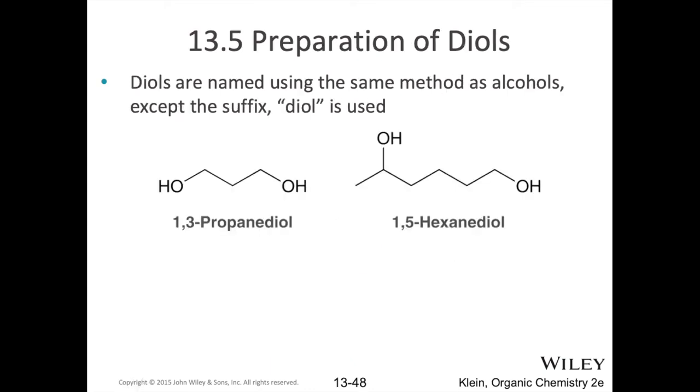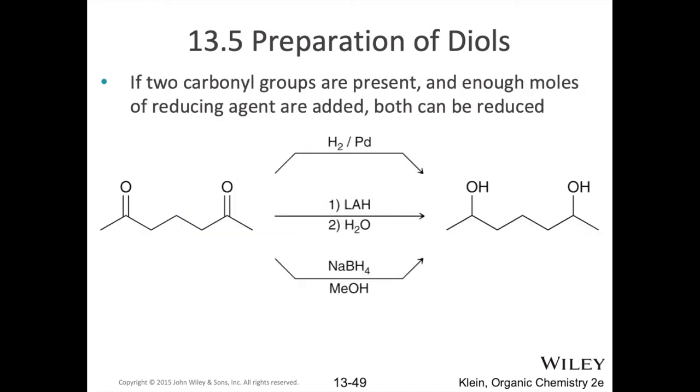Okay. So when you have more than one alcohol, you can add a prefix to tell you how many alcohol groups there are. So if you have 2 alcohol groups, you have a diol. I think we've seen some examples already about that in terms of naming them. Let's look at how to prepare them. Well, if you have multiple carbonyl groups, typically as long as you have enough reducing agent present, you should be able to convert both of those into the appropriate alcohol groups and therefore make your diol.